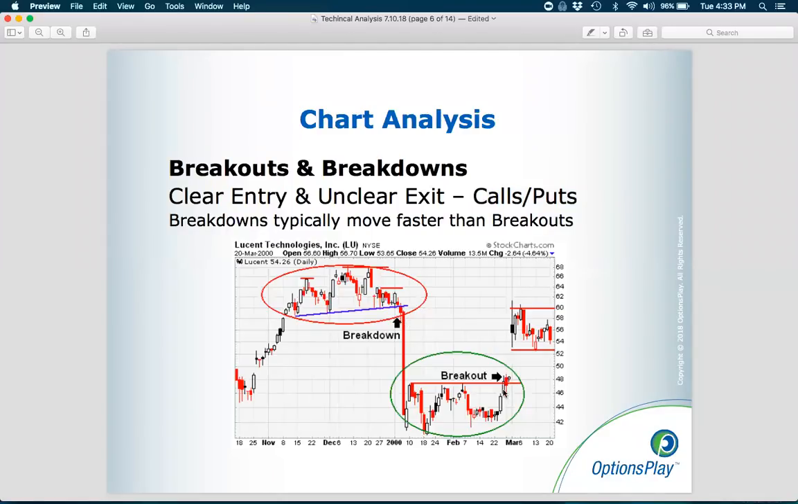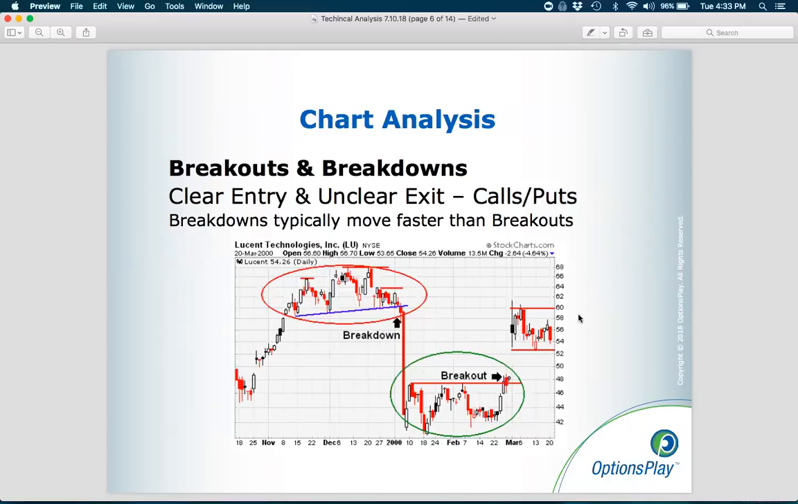Same thing here on the breakout. Once that stock broke out, it only took about 3 weeks for it to move from about 45 or so all the way up to 55. So about, again, a 20% move over the course of 2-3 weeks. Buying a call here would have been the best strategy to utilize when you expect the stock to either break out or break down. Okay, so is that clear to everyone?